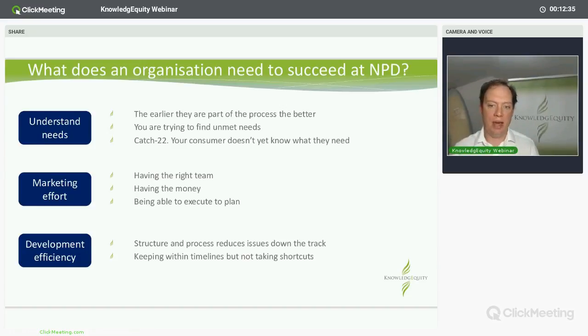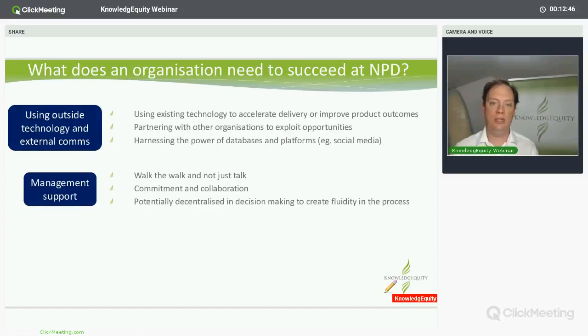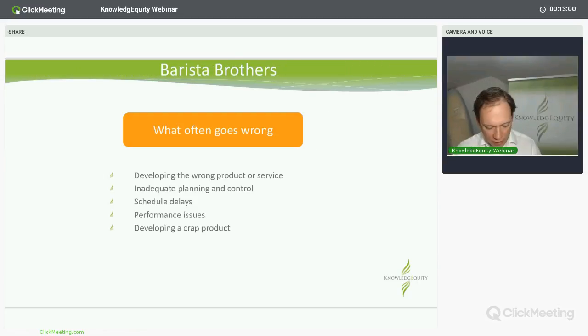Marketing effort, not just the money: have the right team, be able to execute to plan and on time. Structure your processes, reduce your issues down the track when you're developing that new product. Keep within your time frames. Use the existing technology you've got, because it's always difficult to bring outside technology in. It costs, or you have to upskill the people that you've got. Management support is absolutely critical. We can see that in the Escape Route case, can't we? There was not the management support for this new online platform. There is the management support with Tony and Go Gear, but it's a bit of a fruitcake.